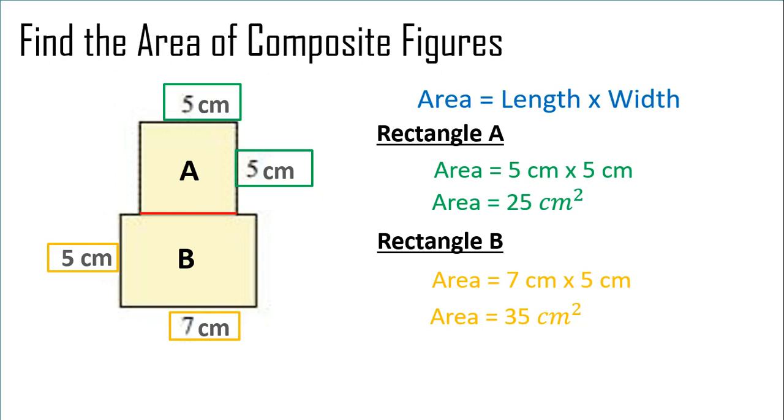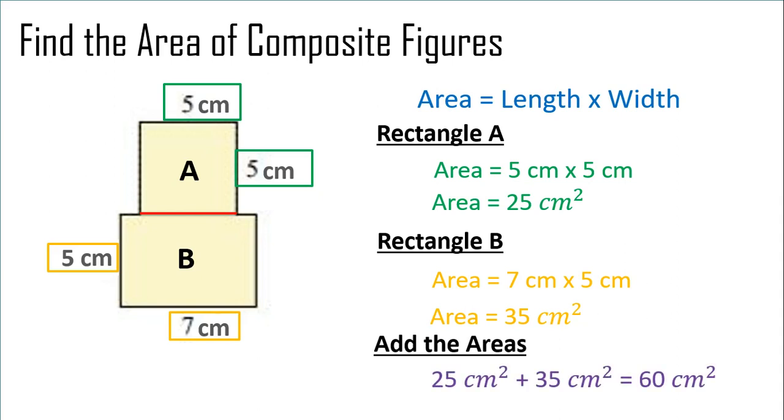Now we can add the area of rectangle A and the area of rectangle B together to figure out the total amount of area for the composite figure. 25 centimeters squared plus 35 centimeters squared equals 60 centimeters squared. So the area of this composite figure is 60 centimeters squared.